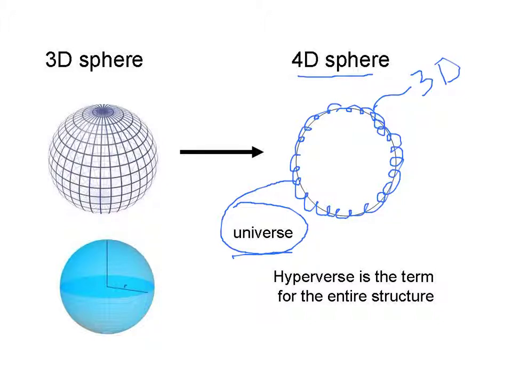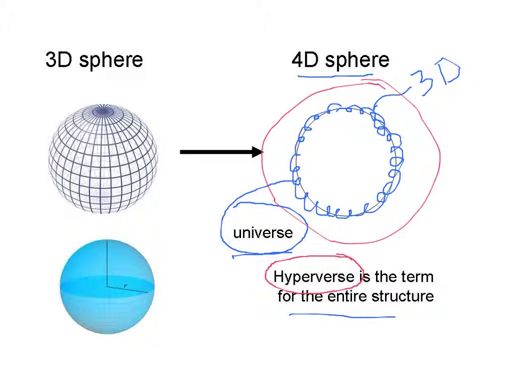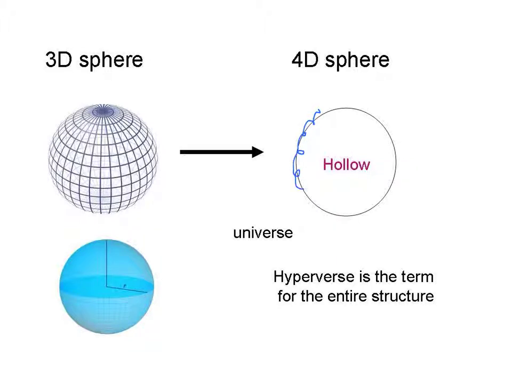The term we're going to use for the entire structure is hyperverse. So we will refer to this entire thing here as the hyperverse, and the surface as the universe. So again, the surface of the hyperverse is the universe. And importantly, the center of the hyperverse is hollow.